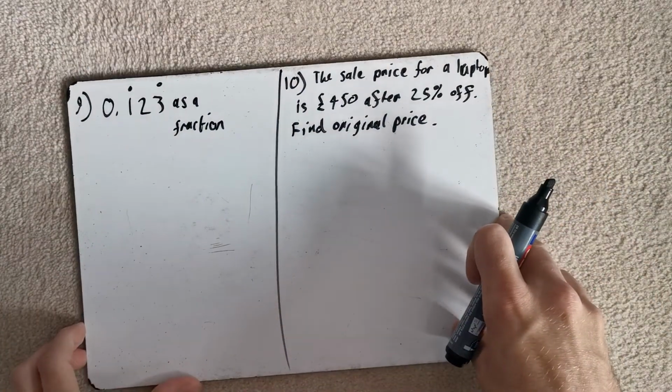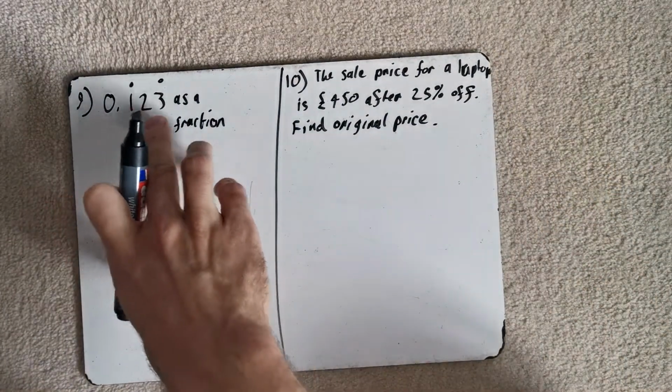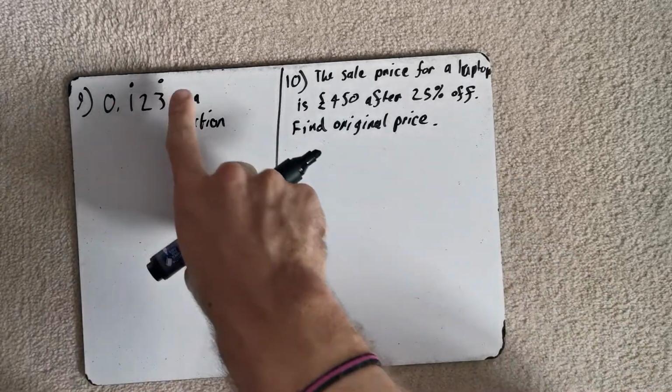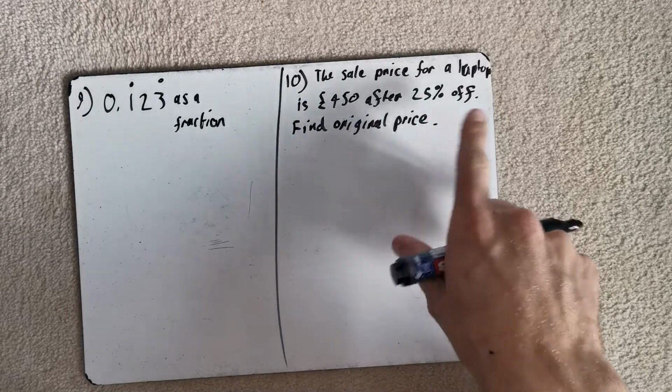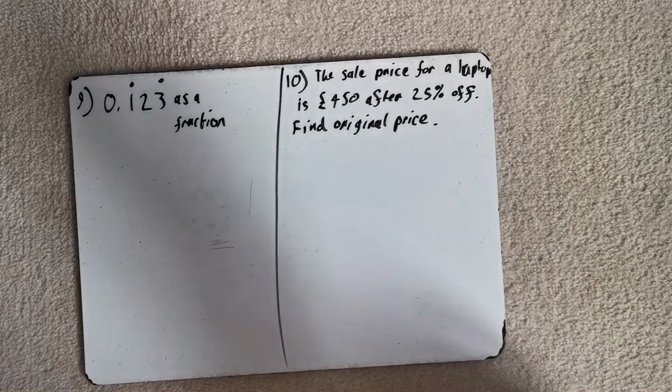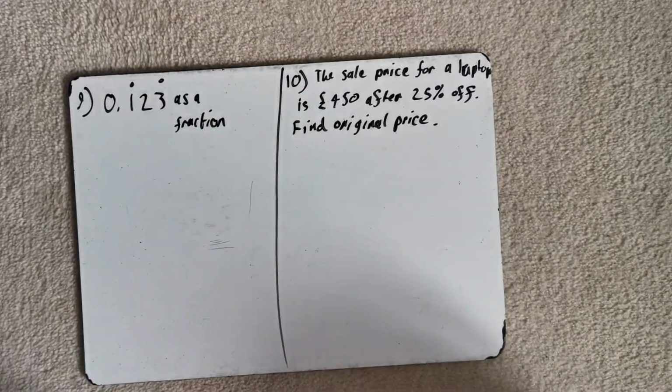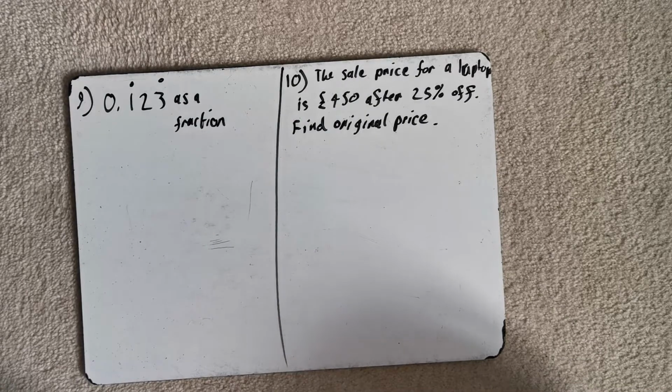Right, and final set of questions, the challenge questions. There we go. So 0.131 recurring as a fraction, those recurring symbols. The sale price for a laptop is £450 after 25% off. Find the original price. Pause the video, then I'll go through how to do it.